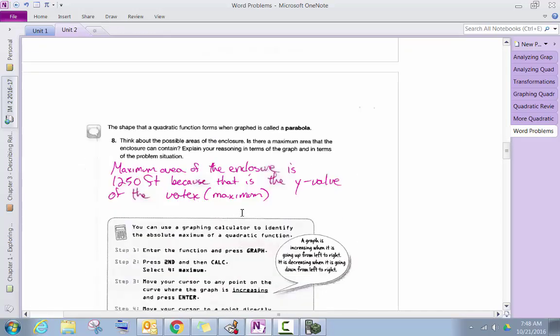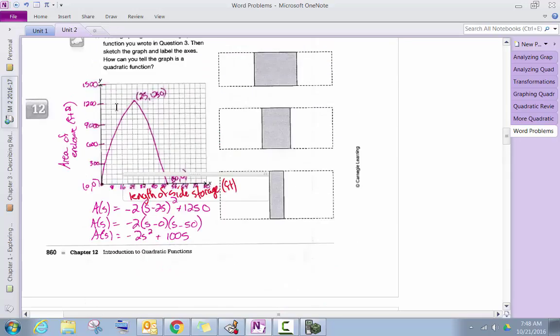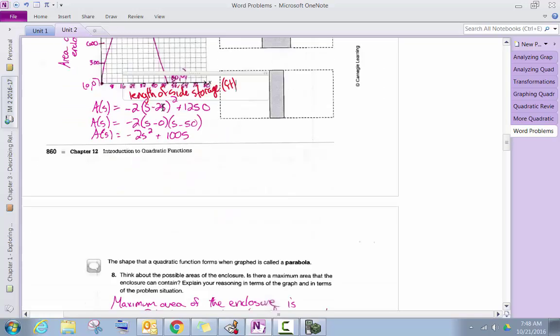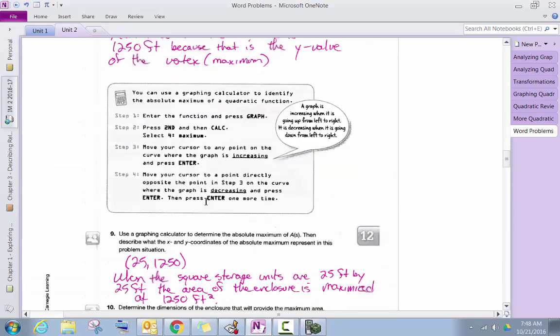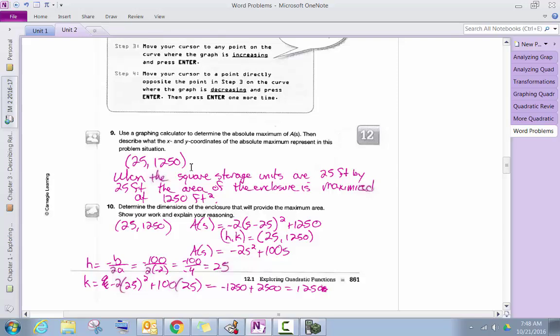So think about the possible areas of the enclosure. Is there a maximum area that the enclosure can contain? Yeah, there's a maximum area because this is a maximum point. And our maximum area is our y value, 1250 feet squared. Now using the graphing calculator, find the maximum. Well, we've already done that. So what does that mean? Well, when the square storage units are 25 by 25 feet, so the side length is 25, that's what x or s means in this situation. The area, the y, is 1250 feet squared.